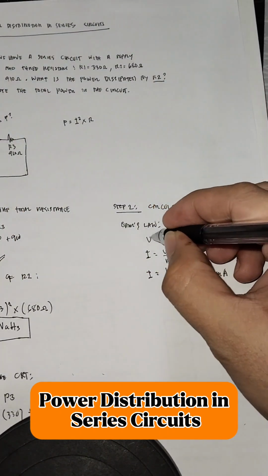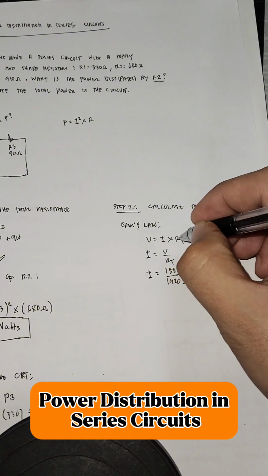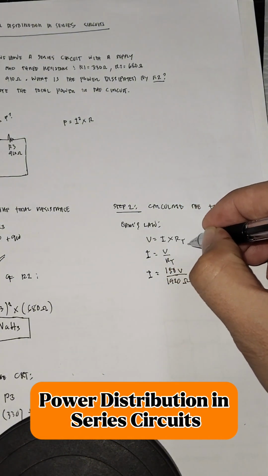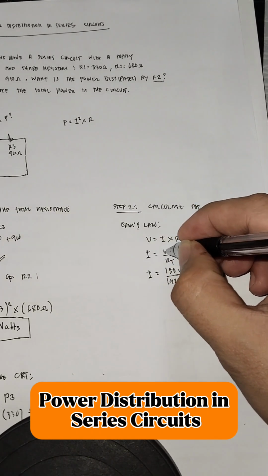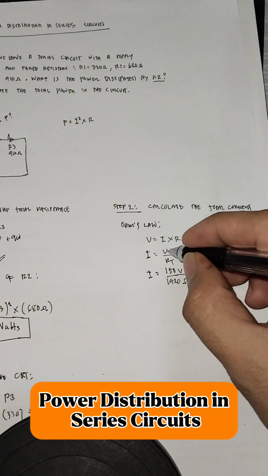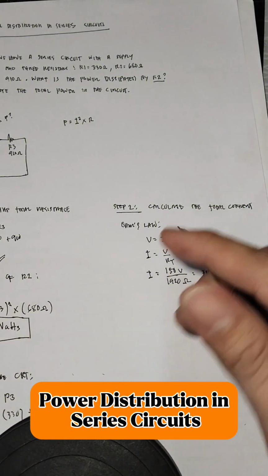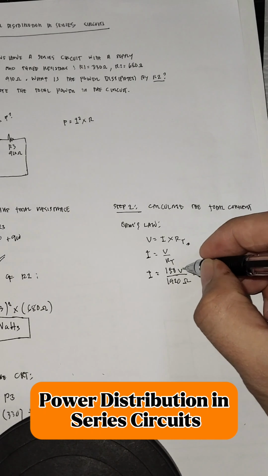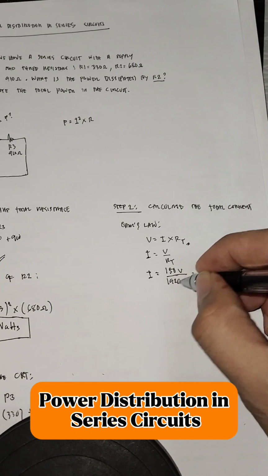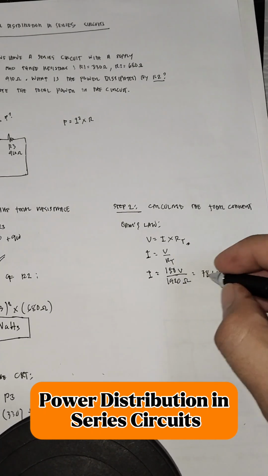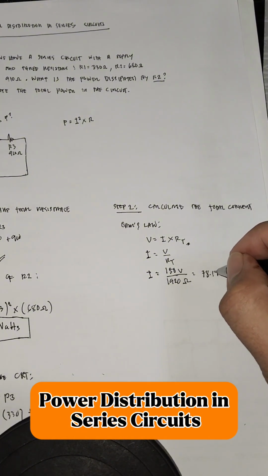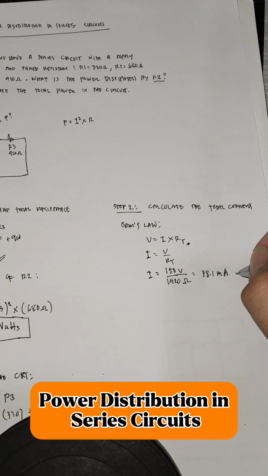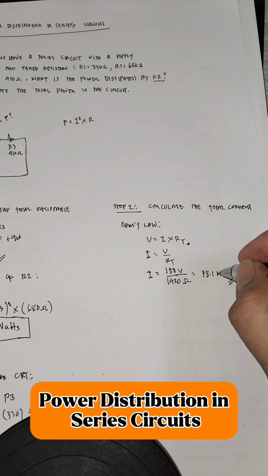So from Ohm's law, we have V equals I times R, where R is the total resistance. So just transpose and substitute the values. For V we have 150 volts, and for the total resistance we have 1920 ohms. So the current is 78.1 milliamperes. Okay, so this is the total current of the circuit.